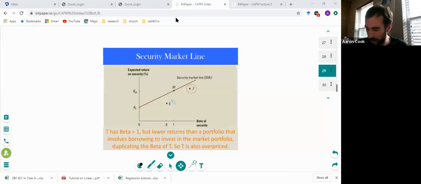Okay, that took a little bit longer than I was planning on, but I wanted to just wrap up with that capital asset pricing model material.